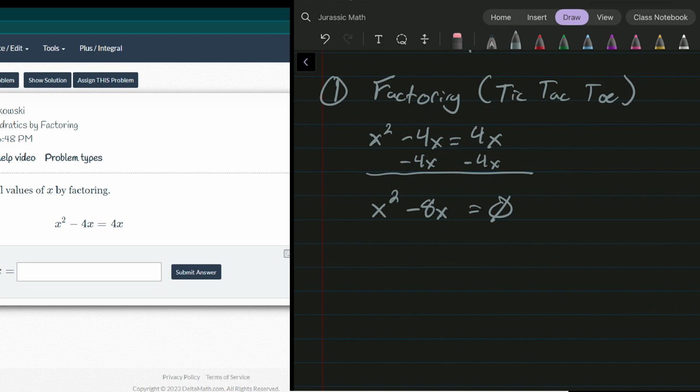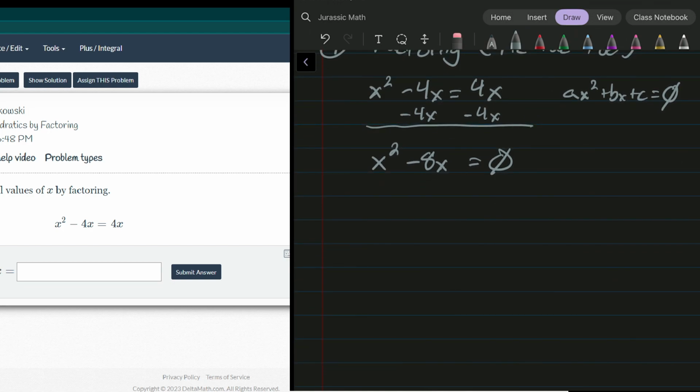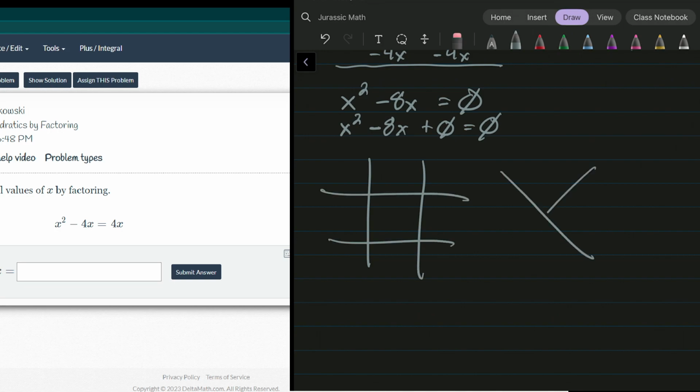Now remember, we usually like ax squared plus bx plus c equals 0. Well, we're missing that c. We're missing the number by itself. So I'm going to write x squared minus 8x plus 0 equals 0, just to make life easier. I know what my c is. Then I'm going to draw my tic-tac-toe table along with my times and plus.